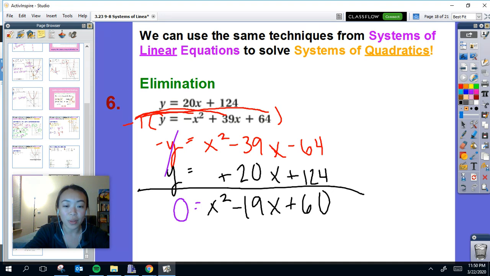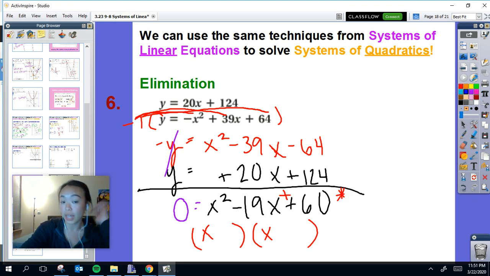This is a level 1 question. I need to find out the binomials. I can throw an x in both of them. And real simple, what multiplies to equal 60 but adds to equal negative 19? Go ahead and pause the video and figure that out.